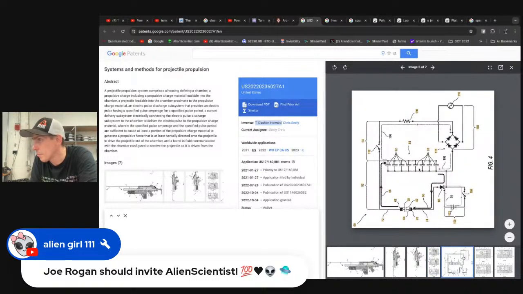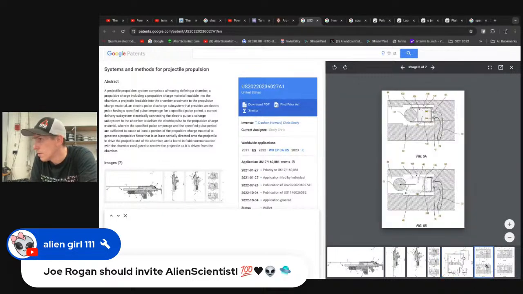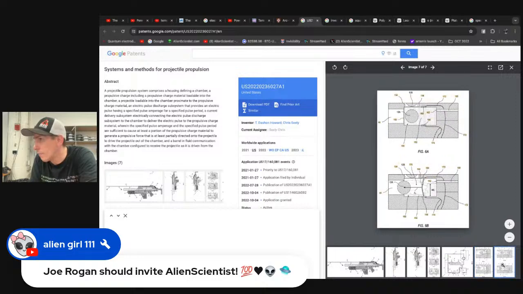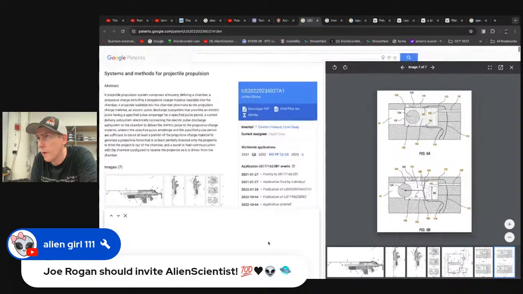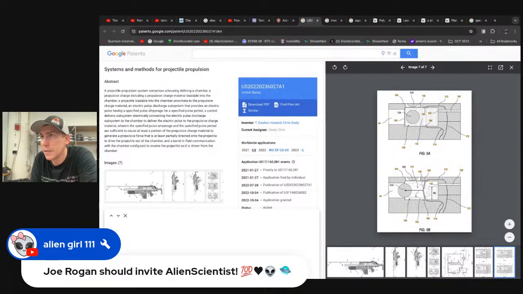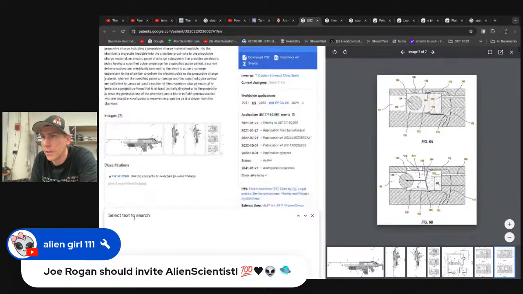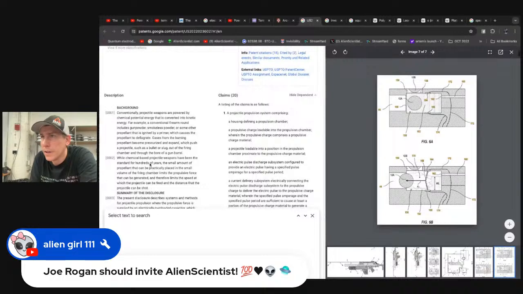There's a bunch of capacitors here in parallel. Yeah, I'm not sure, man. Would love to build some of the stuff and try it out, and see how good it really is. It's a chemical potential energy. Yeah, conventional projectile weapons are powered by chemical potential energy. That's your gunpowder. All right, boom.